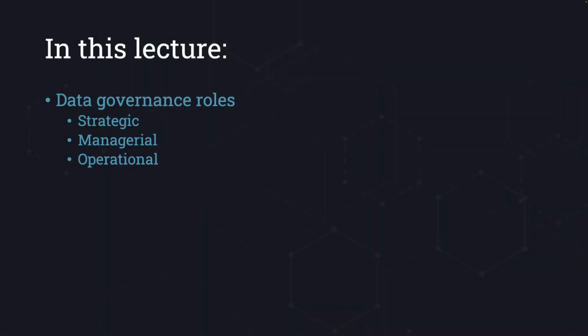In this lecture, we are going to look at data governance roles, and there are 3 levels of roles that we need to know about. Those are strategic, managerial, and operational. For this lecture, we are going to analyze these 3 roles by looking first at who carries out these roles and then what the role entails.